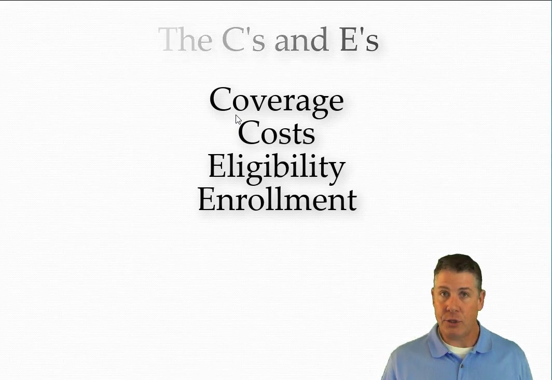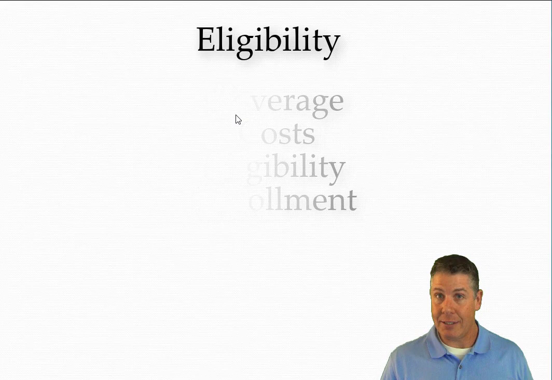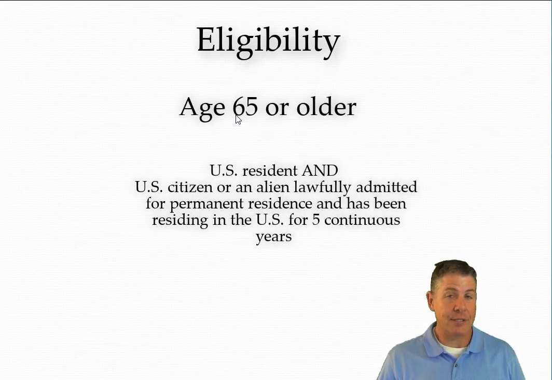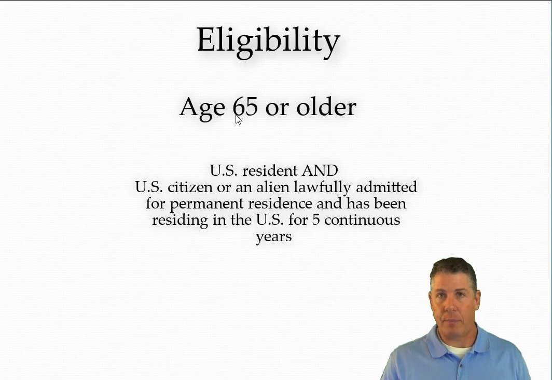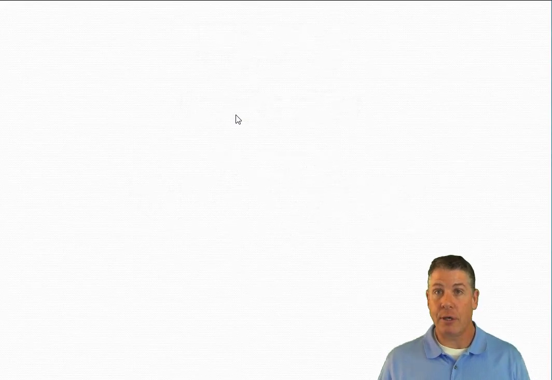We spoke about eligibility. You have to be at least age 65 and a U.S. citizen, or a legal resident who's lived in the United States for 5 consecutive years. And I'll put more details about that. There are other ways to become eligible for Medicare. If you've been receiving disability income for 24 months from the Social Security Administration, you're also eligible for Medicare.